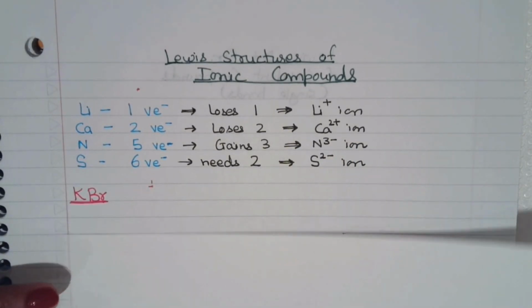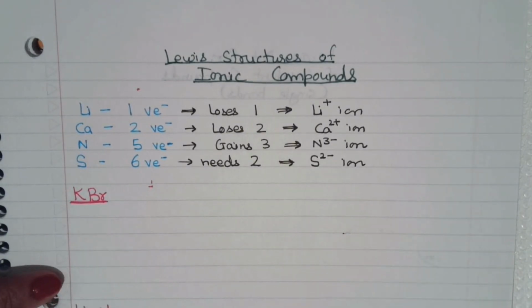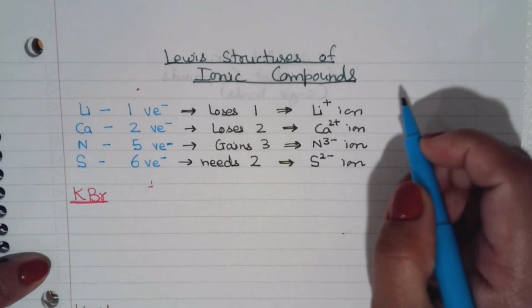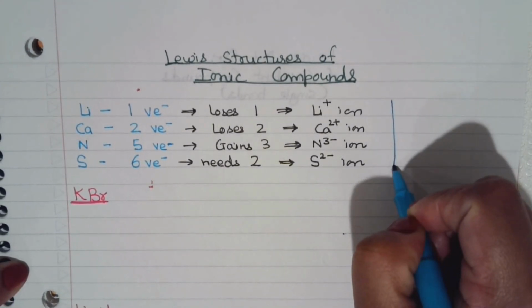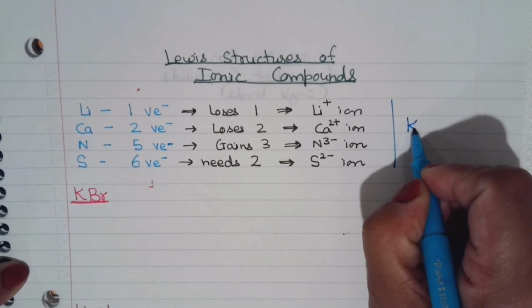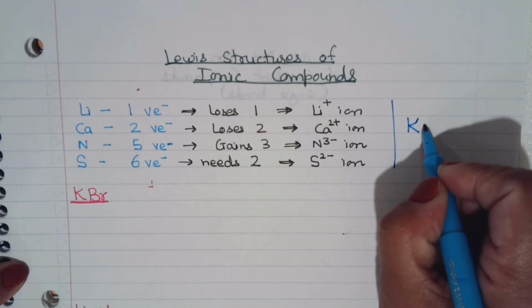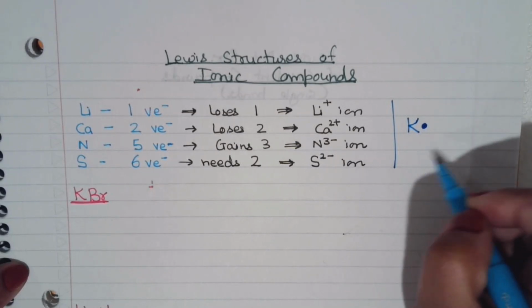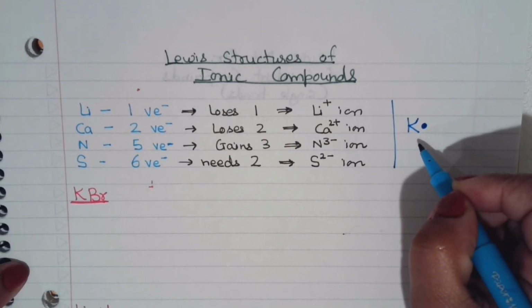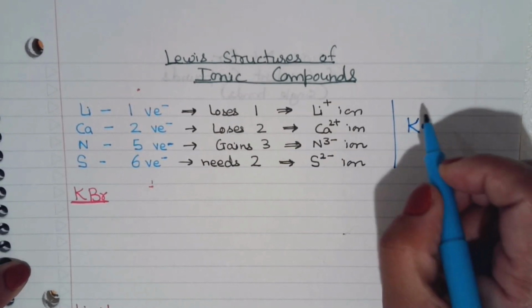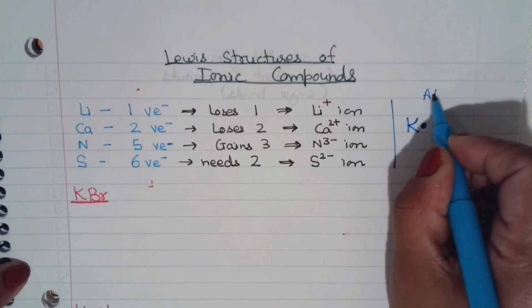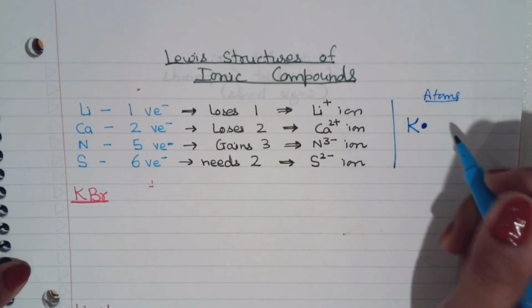Whenever we have to draw Lewis dot structures, the first step is to draw the valence electrons for that element. For example, potassium has one valence electron, since it's in group 1. So we can draw one dot. This is the Lewis dot structure of the potassium atom. These are all Lewis dot structures of atoms.